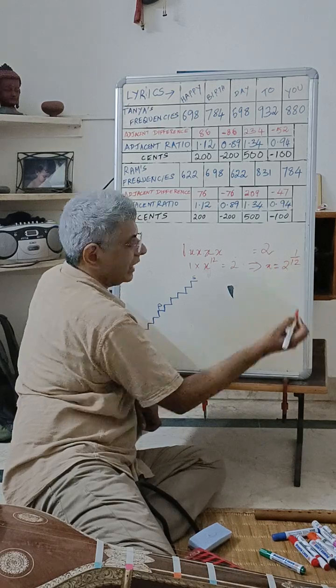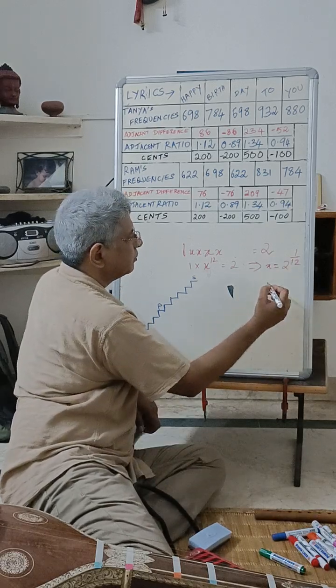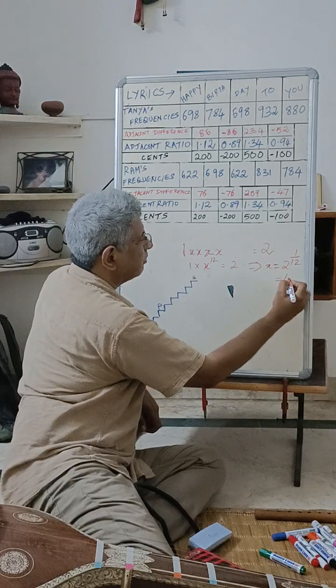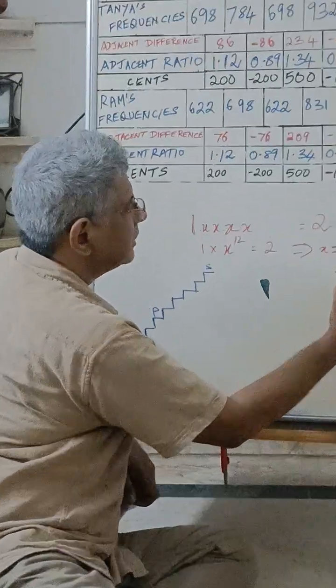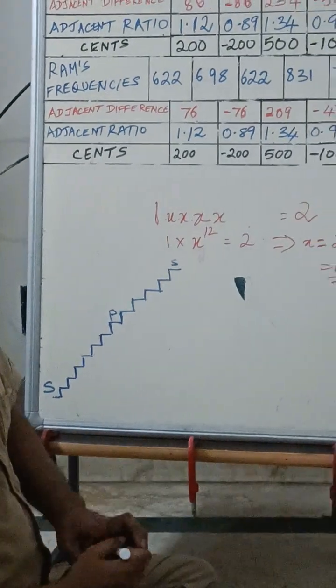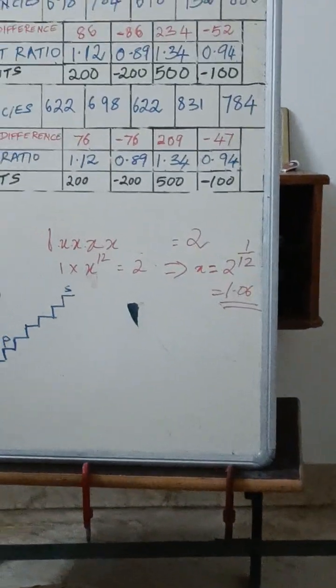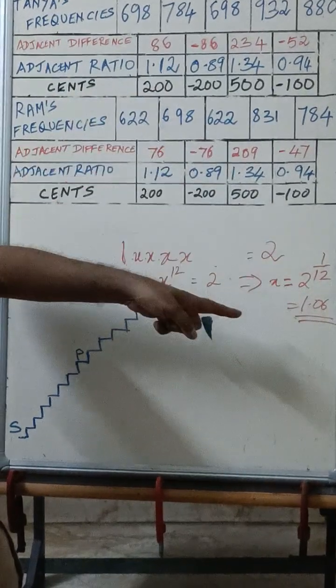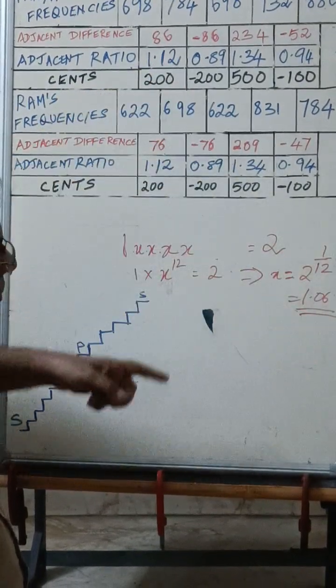If you do the math calculation in a calculator, what is 2 to the power of 1 by 12? You will get something like 1.06. So this is the chromatic ratio interval. Now the chromatic ratio again is as useful or useless as 1.12 and so on.